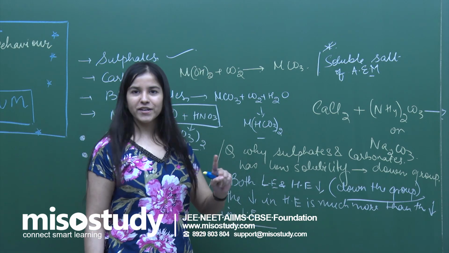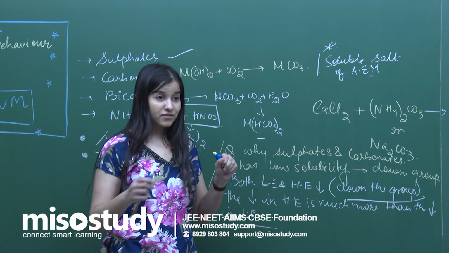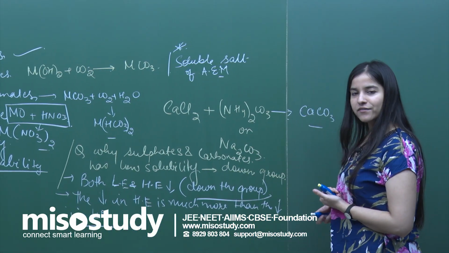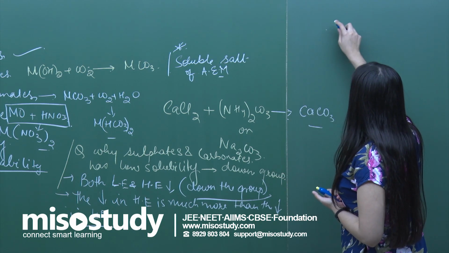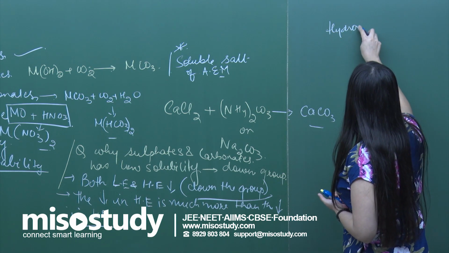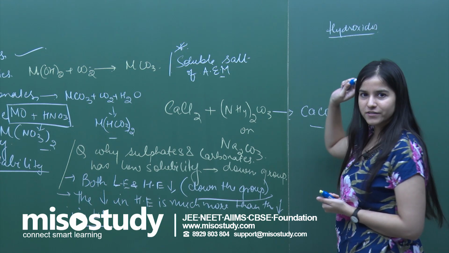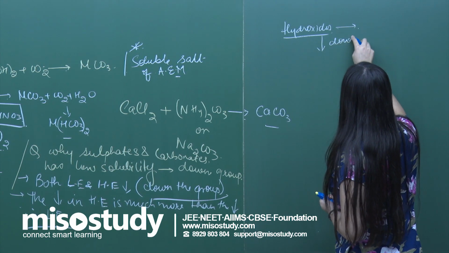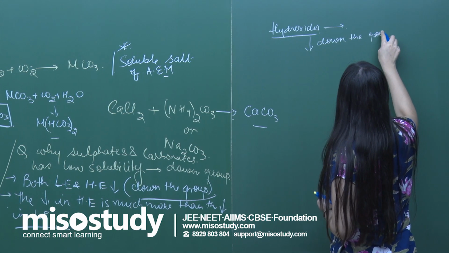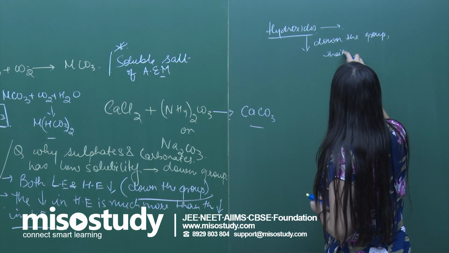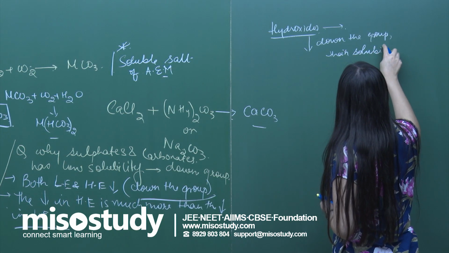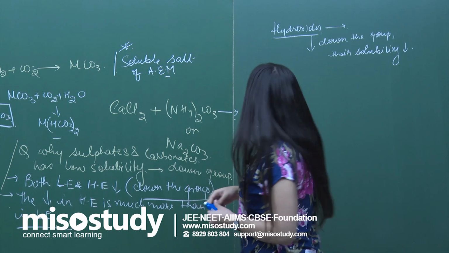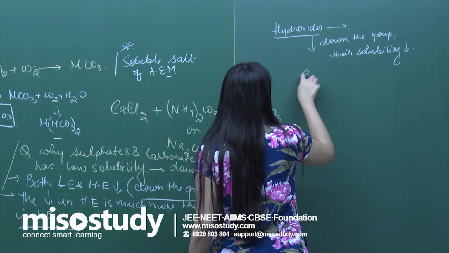Clear? Now here's another question that I have to ask you, right? We have discussed the sulfates, we have discussed the carbonates. Here there are hydroxides. Remember the basic hydroxides we have discussed. So the hydroxides, on going down the group, their solubility increases, right? I need the reason for this. So that is a question, and tell me the reason for that.